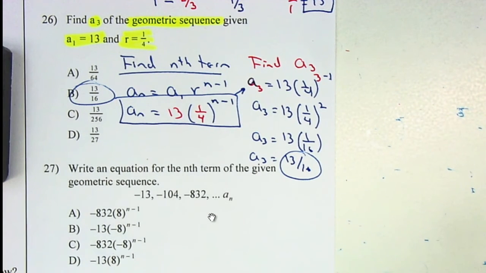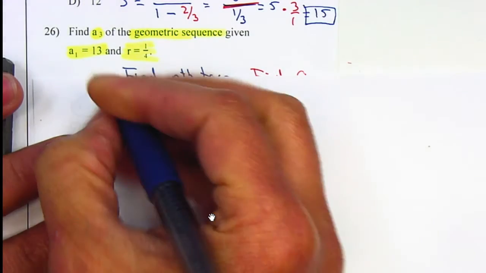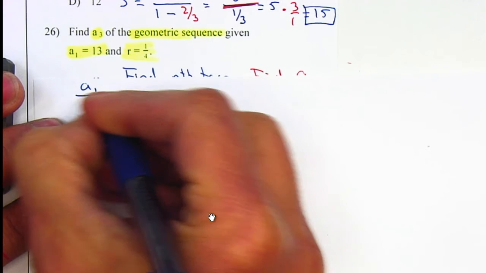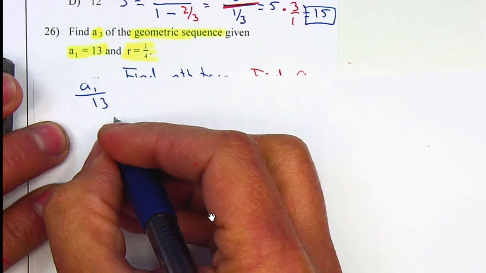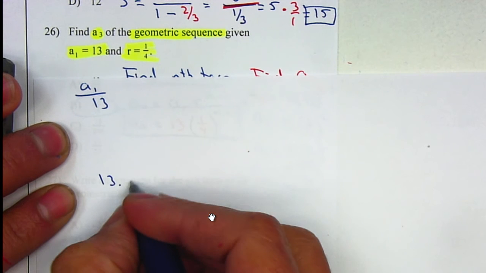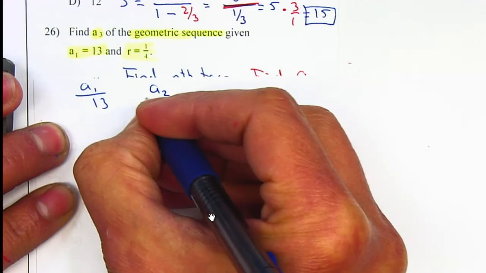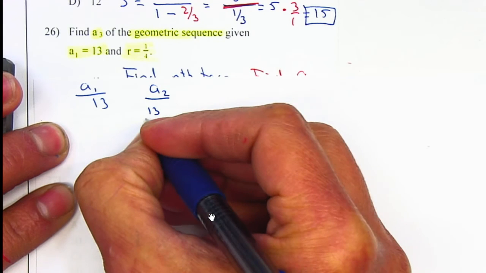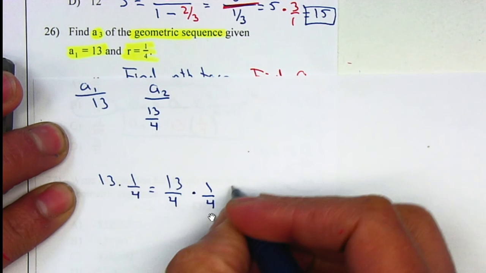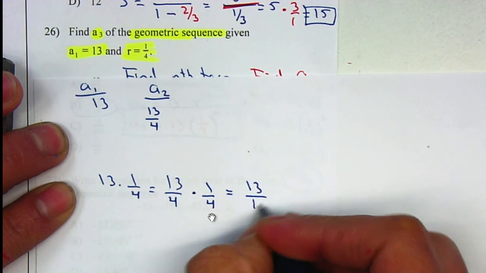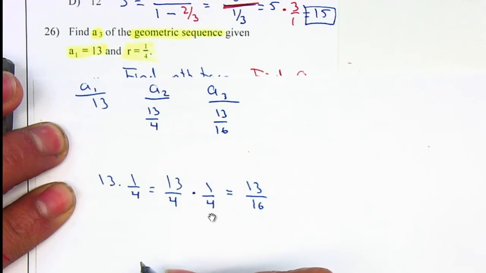Now, some of you are going to say, Mr. Diaz, I already know the first term, that is 13, that is a sub 1. And I know that the ratio is 1/4, so every time it's going to be multiplied by 1/4. So if I do 13 multiplied by 1/4, 13/4, my second term will be 13/4. And then I'm going to multiply once again by 1/4 to find my third term. So it'll be 13, 4 times 4 is 16. My third term will be 13/16. Can I just do that?